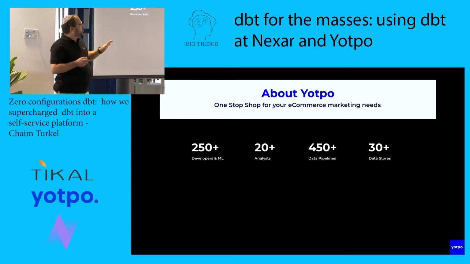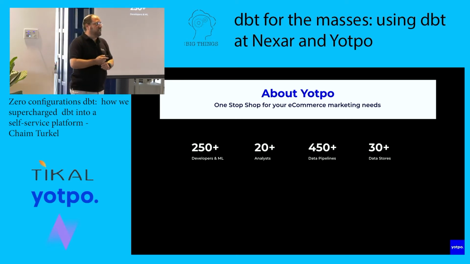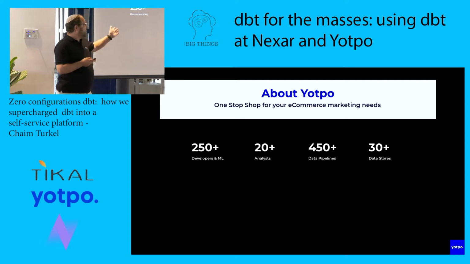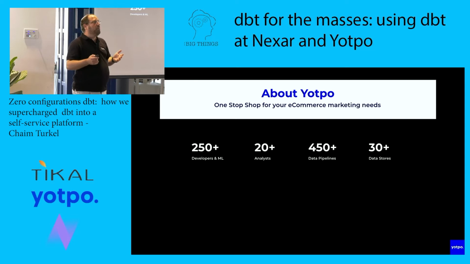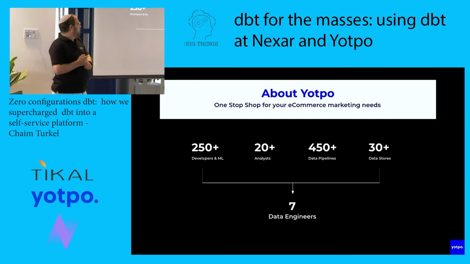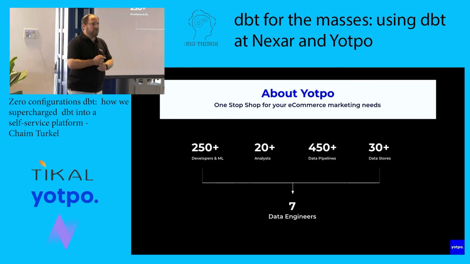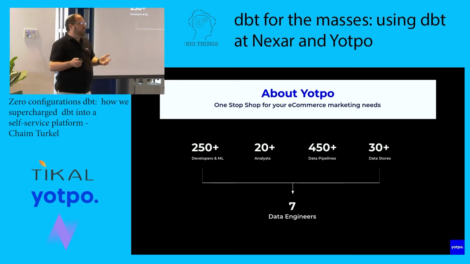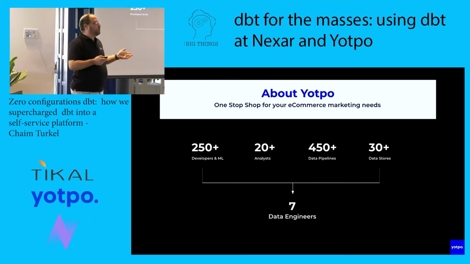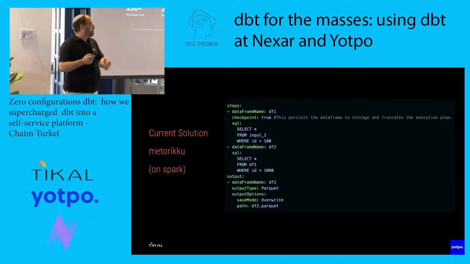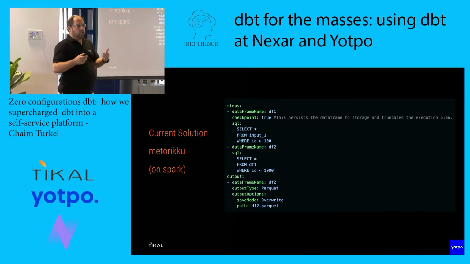Now with these numbers, you would ask yourself, what is the size of a data platform team needed to support 450 pipelines and 30, 40, 50 data stores? How many people do I need? Well, what do we have at Yotpo? About 7 or 8. So how do we do this? Part of what we're going to show here with DBT is how we manage with fewer developers to bring a platform for the whole company, so that the whole company can do it.